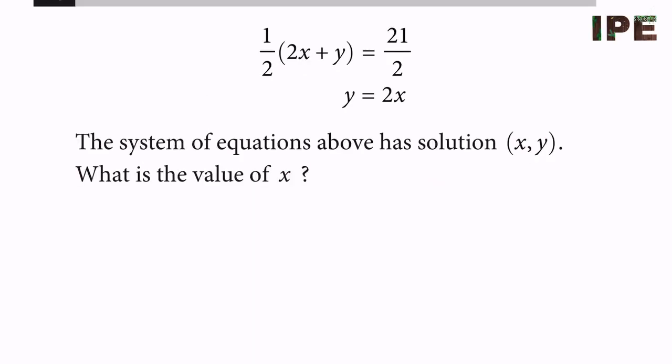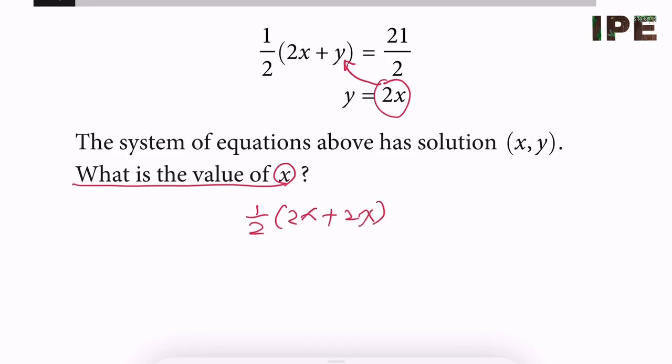Number 18: one half times (2x plus y) equals 21 over 2, and then y equals 2x. And then find the x value. That's the question. Find the value of x. That means we don't need y. That's why substitution works. y equals 2x, plug in 2x for y, and then the first equation will have only x, right? So 1 over 2 times (2x plus 2x) will be 21 over 2.